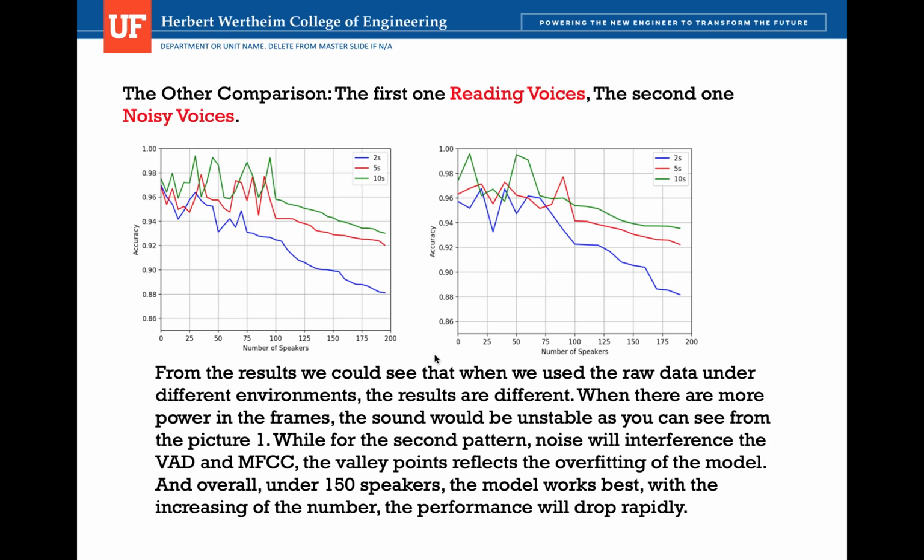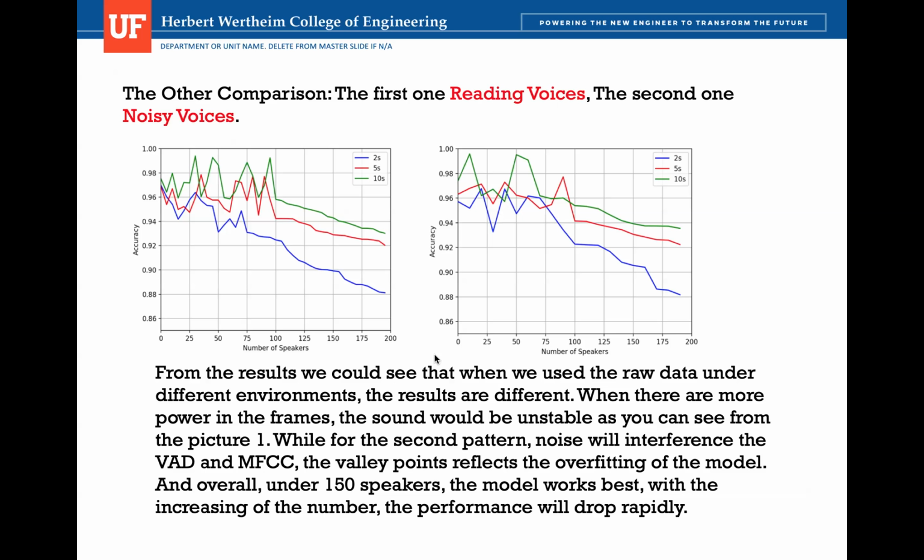Also, there is another comparison. Except for the number of speakers, we also need to consider different speaking environments. The first one here is reading voices, and the second one is noisy voices. We can see from the pictures that the reading voices have many more phonemes. It means the power of the voice is not average. It has much difference between each part.